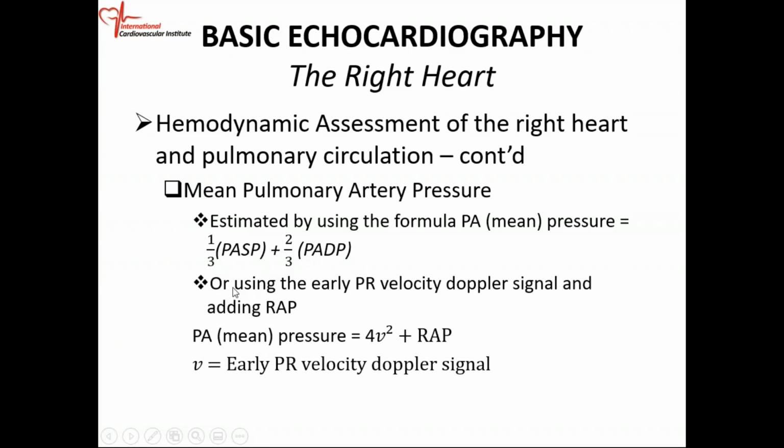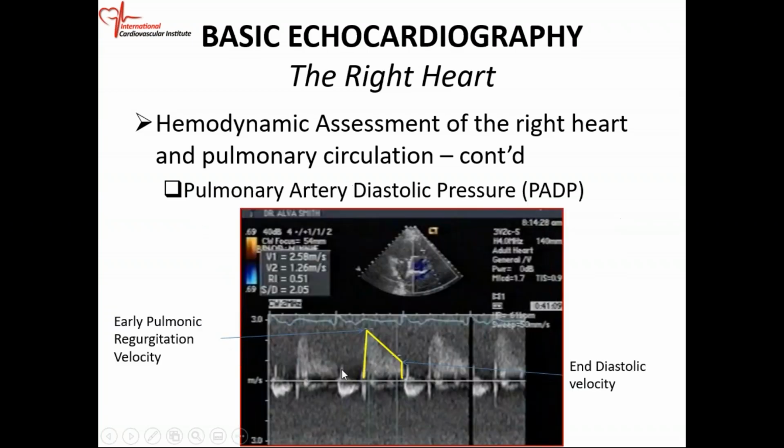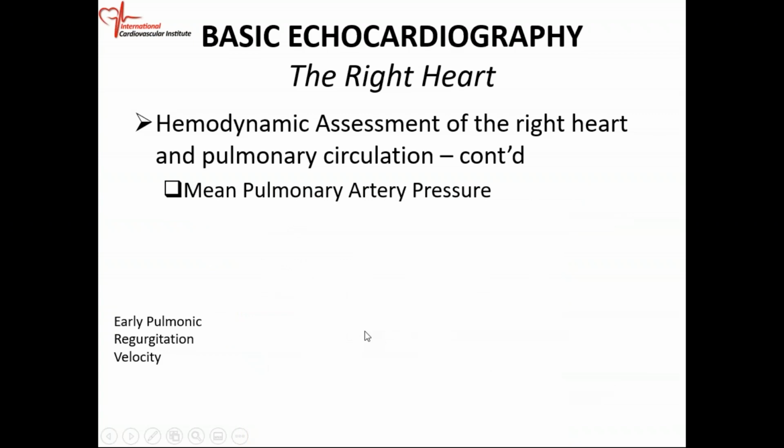Or you can use your PR velocity. Remember, the PR velocity has an early and an end diastolic velocity. If you use the early velocity, you square it, multiply by 4, and add your right atrial pressure, then you get the mean PA pressure, using the early PR velocity. To get the end diastolic pressure, we use the end diastolic velocity. To get the mean PA pressure, use the first one.